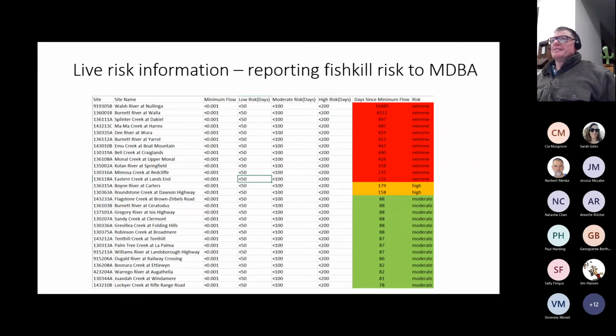So at a glance, you can look across all the gauges now and say which parts of the system might be at risk of waterhole failure and therefore fish death events. And this is one of the state's requirements for reporting to the MDBA, particularly during drought times, of what are the risks to fish, of fish kills.